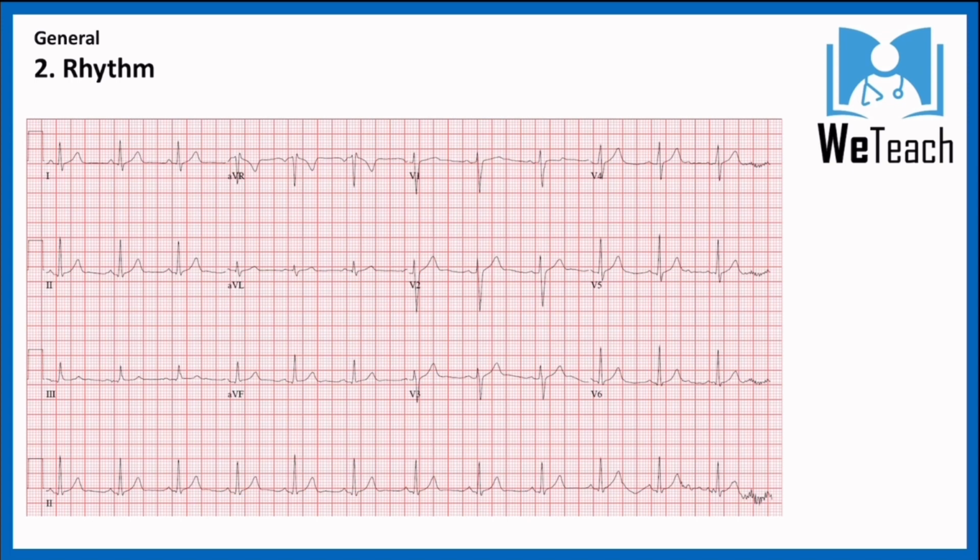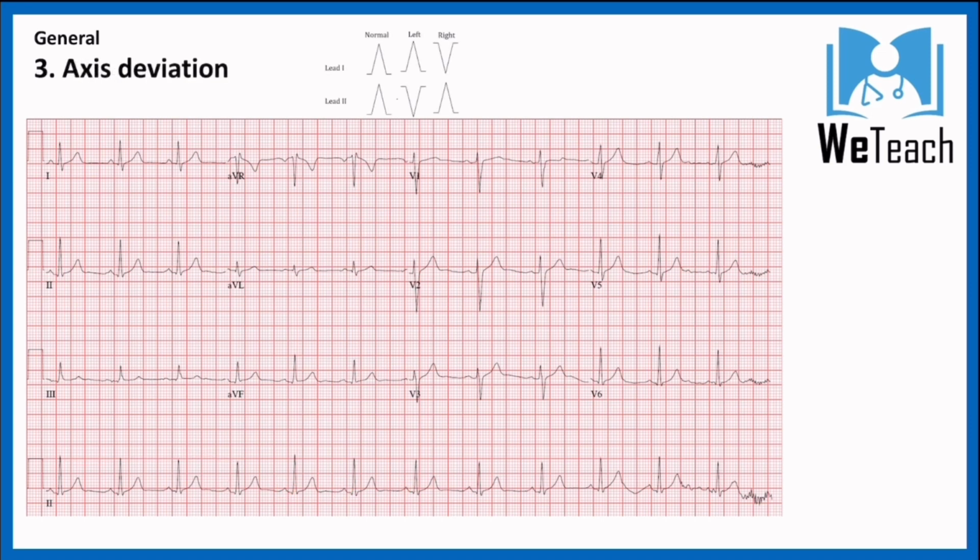For rhythm, just find if it's regular or irregular. So if you find the spaces between QRS complexes are always the same, you know this is a regular rhythm. And then if there's a P wave before every QRS complex, you know this is a sinus rhythm. Otherwise, it will be non-sinus rhythm. So this is a regular sinus rhythm.